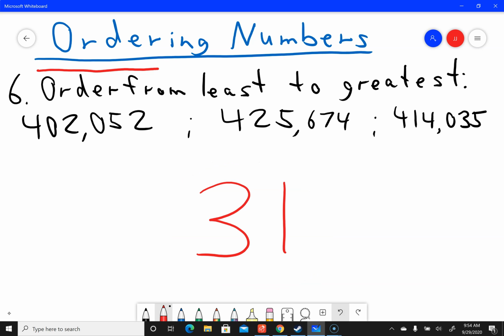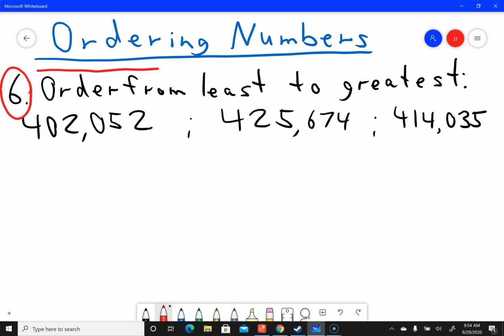Okay, if you are there, we're going to look at problem number 6 at the bottom of page 31. And we're going to do the problem together. So have your pencil ready. And we're going to do 6 and 7 together. Okay, so for problem number 6, order from least to greatest.